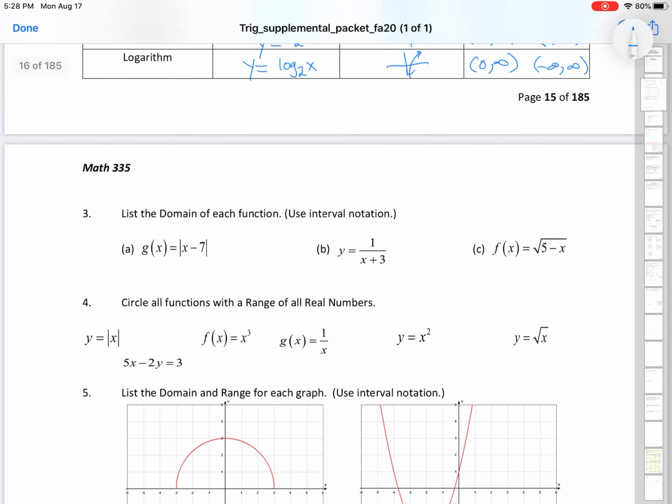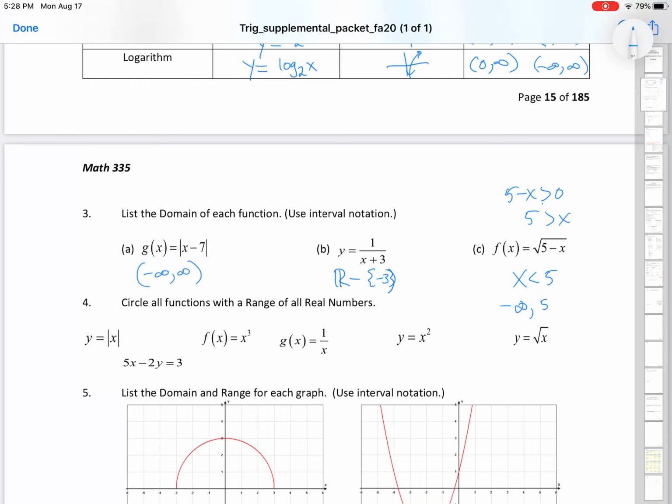List the domain of each function. So what can you plug into the g of x function? It's based on the absolute value function, and you can plug anything you want in there. You can subtract 7 from anything and take its absolute value. Now in b, there's a number that you cannot plug in. Because you're not allowed to divide by 0, you can plug anything you want into b. What? You can't plug in negative 3. Because if you plug in negative 3, you're going to get a 0. And then 5 minus x, the square root of that, you have to ensure that 5 minus x is greater than 0, or that 5 is greater than x, or x is less than 5, or negative infinity to 5.